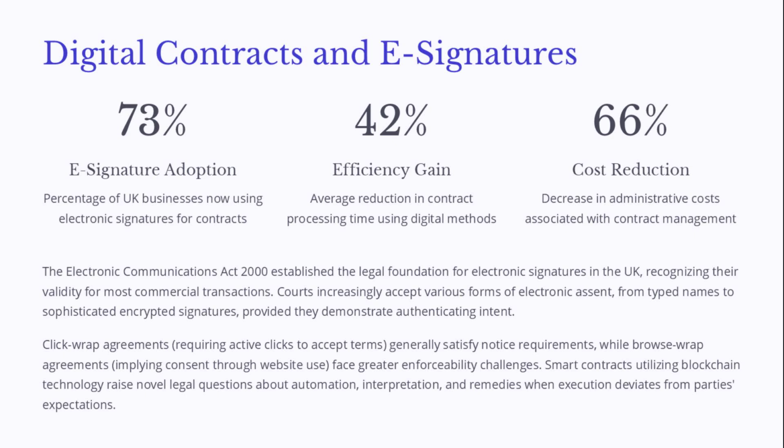The Electronic Communications Act 2000 established the legal foundation for electronic signatures in the UK, recognising their validity for most commercial transactions. Courts increasingly accept various forms of electronic assent, from typed names to sophisticated encrypted signatures, due to their demonstrated authenticating intent. Click wrap agreements, requiring active clicks to accept terms, generally satisfy notice requirements, while browse wrap agreements, merely posting terms online, face greater enforceability challenges. Smart contracts utilising blockchain technology raise novel legal questions about automation, timing, and remedies when execution deviates from parties' expectations.